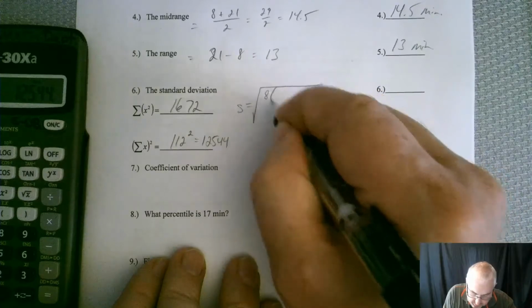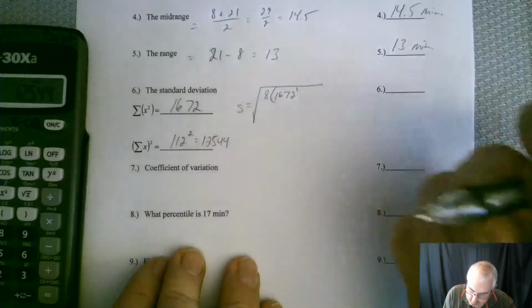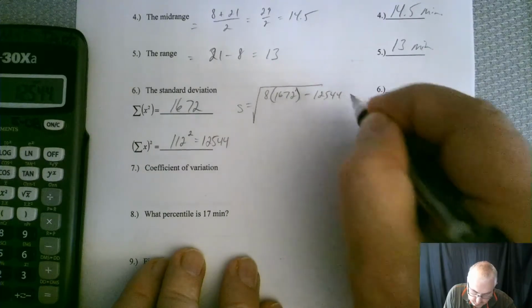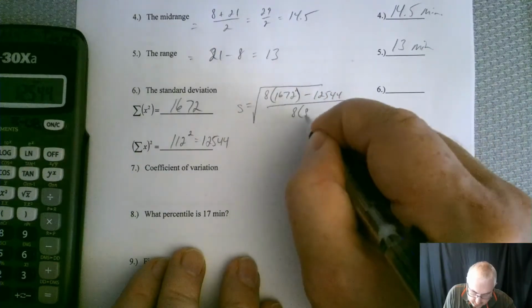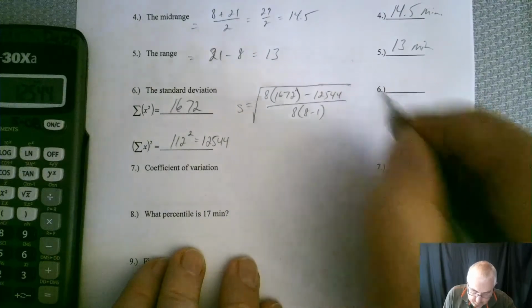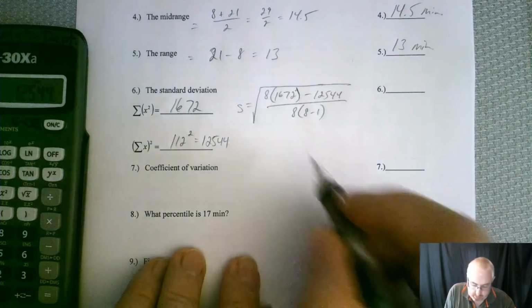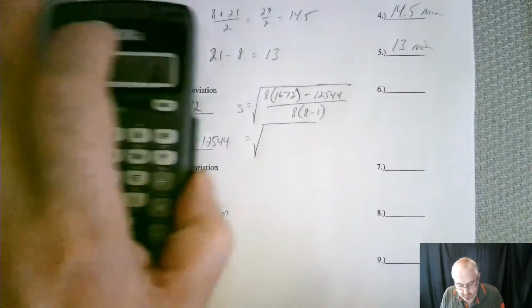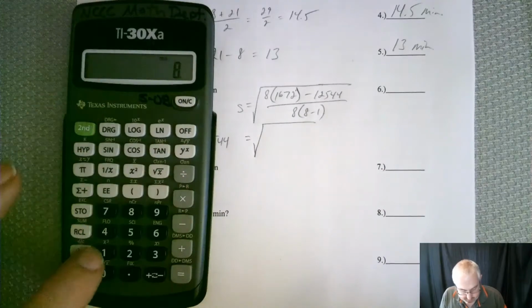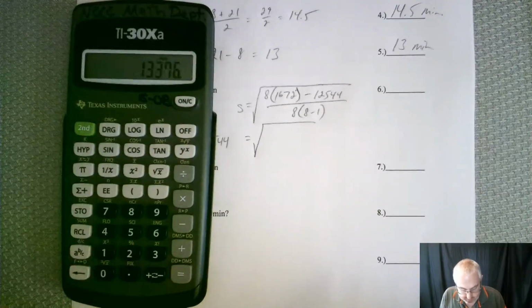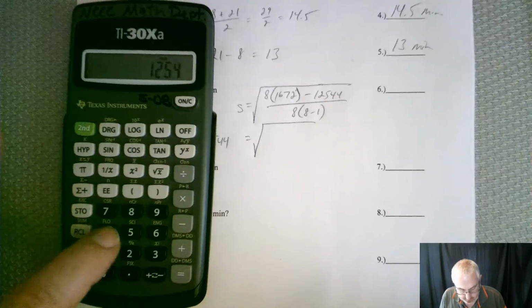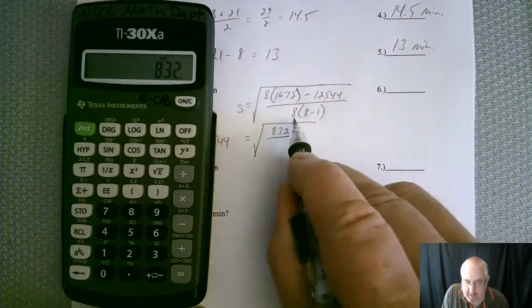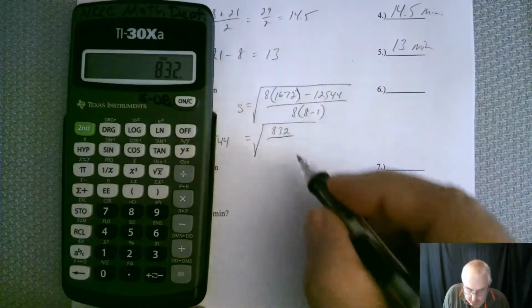So we got 8 times the 1672 minus the 12,544 all over 8 times 8 minus 1. All right, so let's just break that down a little bit. So we got 8 times 1672 equals that, minus the 12,544 equals that. So we got 832 divided by 8 times 7, which I think we know is 56.